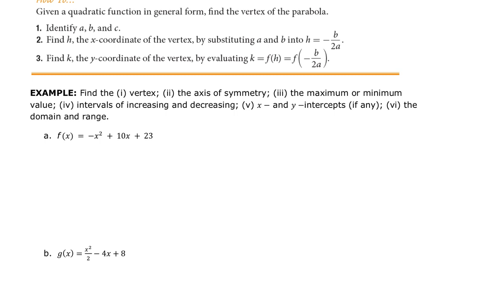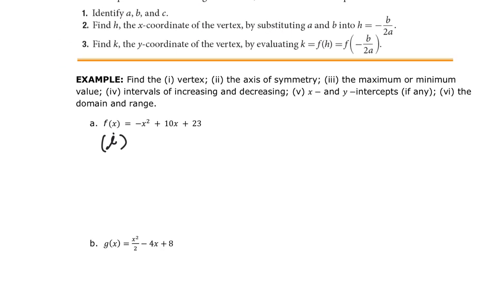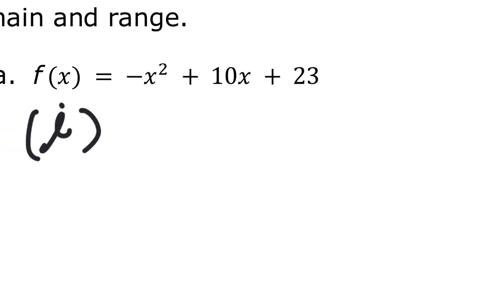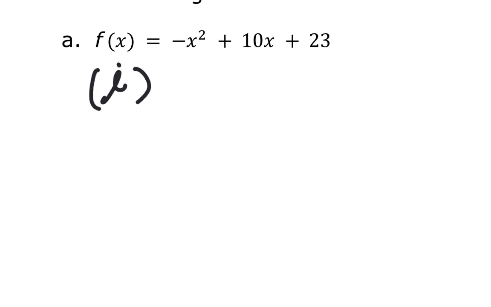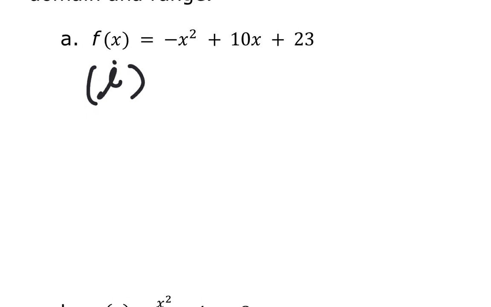So I'm going to start with the vertex. So first thing I'm going to do is find the vertex. What I'm going to do is zoom in so that I can have lots of space, because I like to write big and there's a lot I have to do. So the first thing I'm going to do is find the vertex. And h is equal to negative b over 2a. I'm so excited to find the vertex.